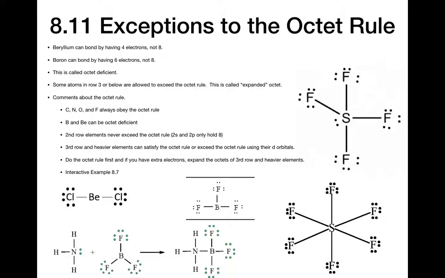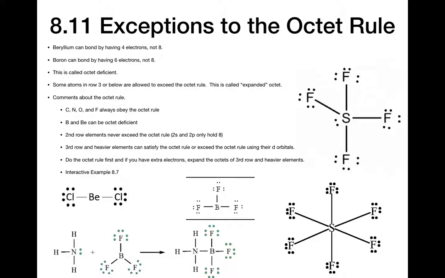Likewise, boron is another one that's going to be octet deficient. Boron typically will make 3 bonds, not 4. And BF3 is an example where boron is attached to 3 fluorines with single bonds and has 6 electrons surrounding it, but doesn't attempt to double bond or anything in order to get 8. So those are 2 exceptions you need to remember.